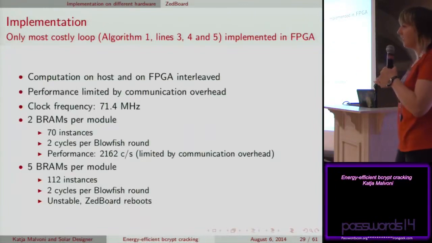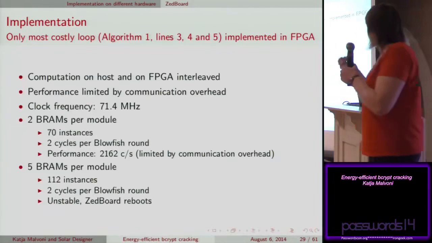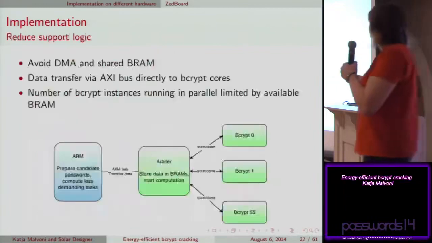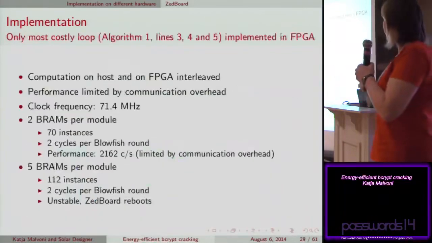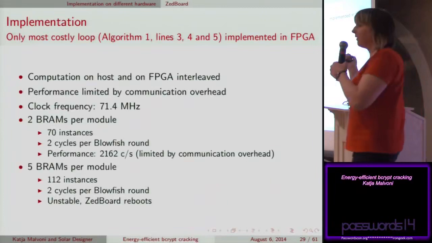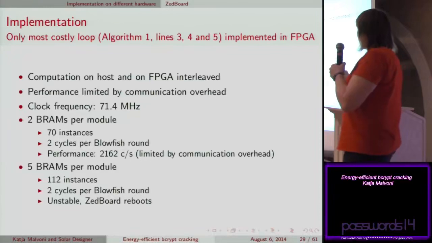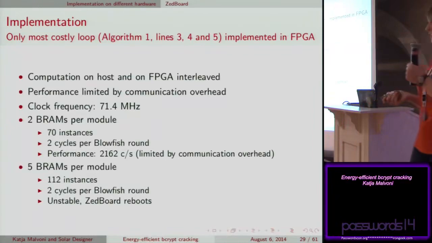Performance is 2162 cracks per second, which is just a bit less than 3 times better than the not so good approach I showed before. It's really important to notice that it's limited by communication overhead, because here we transfer 4 kilobytes for each instance, so 4 times 70 kilobytes of data with a really low clock, so it takes time. With another approach, we have 5 VRAMs, and we can fit 112 instances. However, it's unstable. ZBoard has some hardware defects, so it reboots.